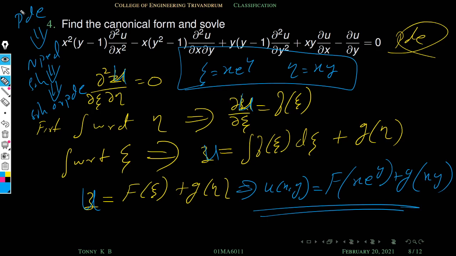Most of the time a PDE comes from a physical problem. Normally in practical situations, the PDEs arise from physical problems. So here is where we start. Okay, we are starting from this point. This is our final solution.